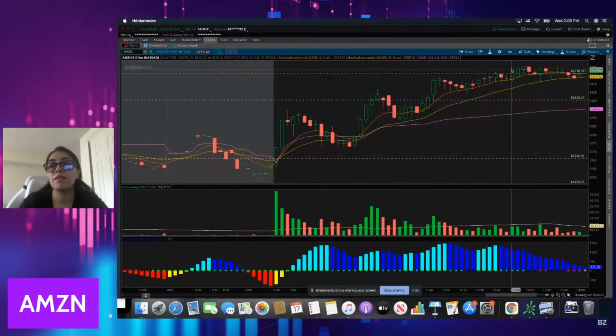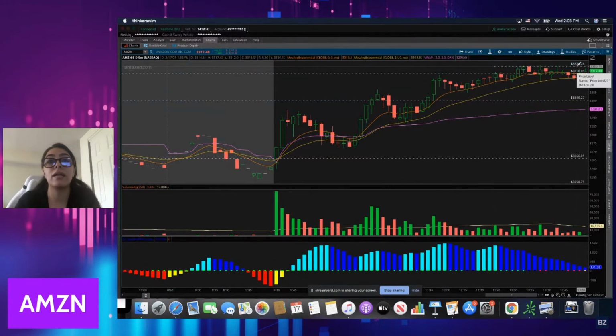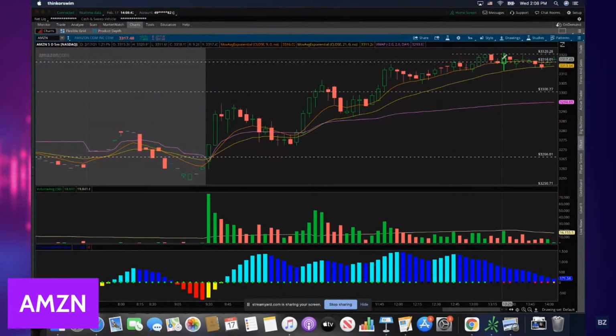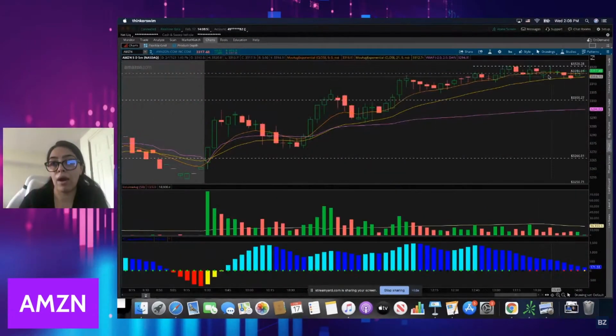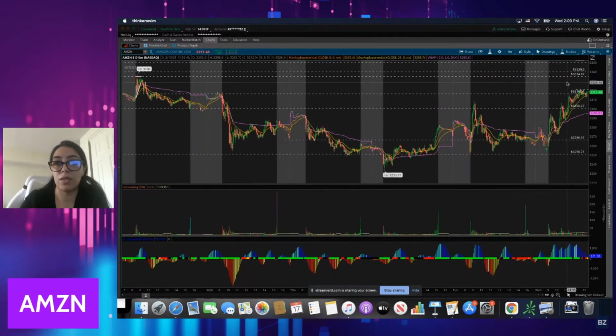So I like Amazon if it's able to hold above 32.20. There is a strong level of resistance at that 32.20. It's also a psychological level with Amazon. So if Amazon's able to break above 32.20, we can see some more upside for a potential scalp for today, towards the end of the day during power hour. If we do see Amazon break above 33.20, we can see some more upside to it.